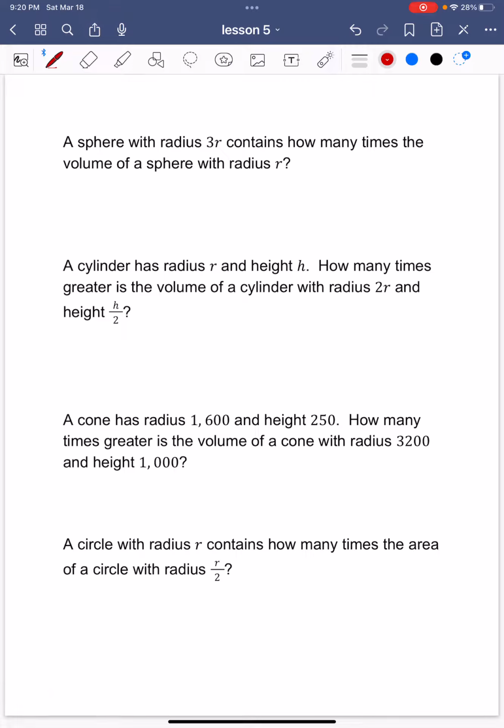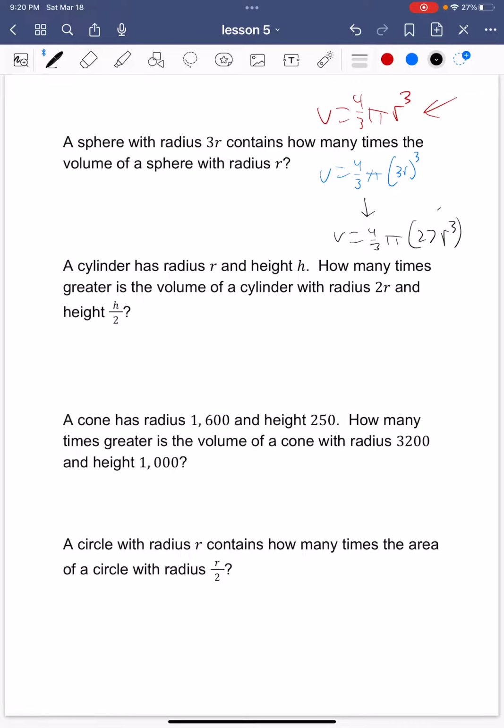All right, a sphere with radius 3r contains how many times the volume of a sphere with radius r? So note that the volume of a sphere is 4/3 pi r cubed. Now, we're going to plug in r, well, we already did, that's this, and 3r. Volume equals 4/3 pi times (3r) cubed. Using our exponent rules, that's equal to 4/3 pi times 27 r cubed.